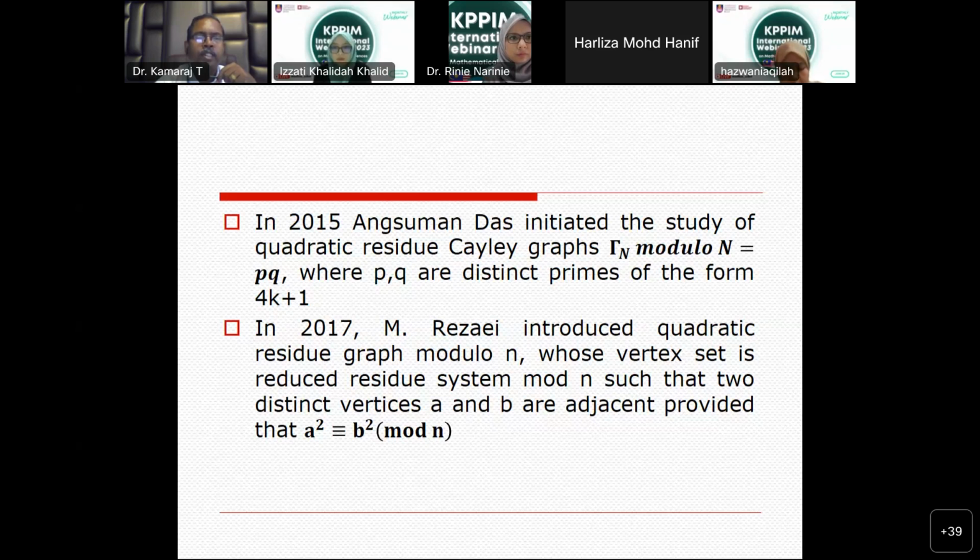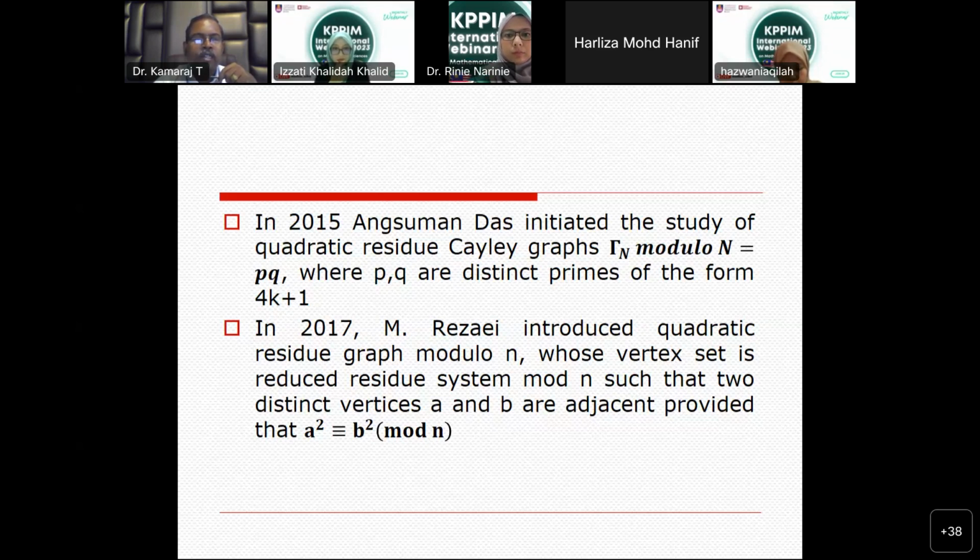It is represented by gamma n modulo n, where n is a product of two distinct primes p and q. And later in the year 2017, M. Raza introduced the quadratic residue graph modulo n, but he used only the labeling of vertices. He didn't use the labeling of edges.